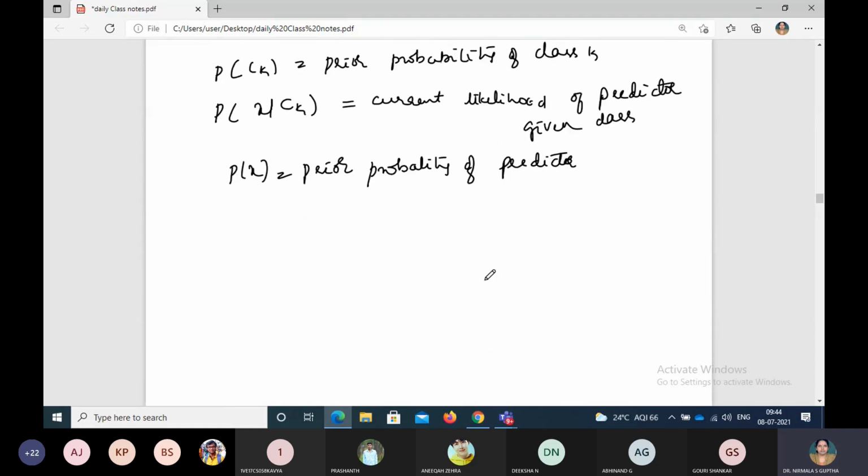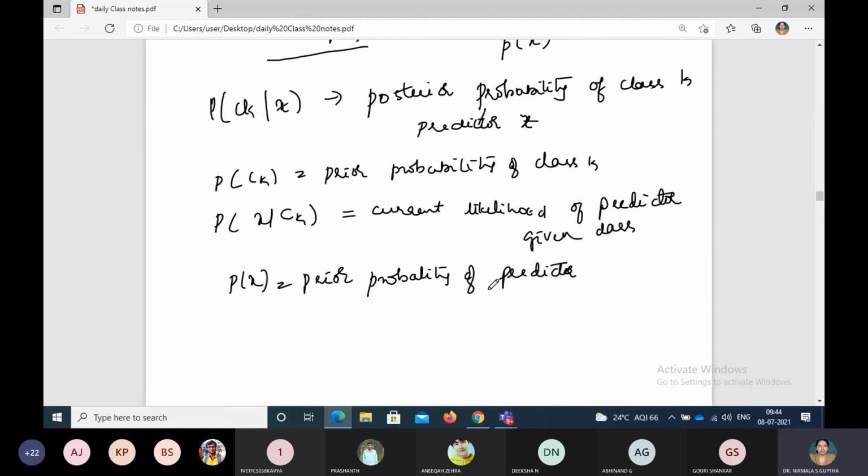So here we are concluding for today's class. Tomorrow we are going to discuss a very simple example to analyze and understand this naive Bayes model. Okay, then we will continue in the next class.